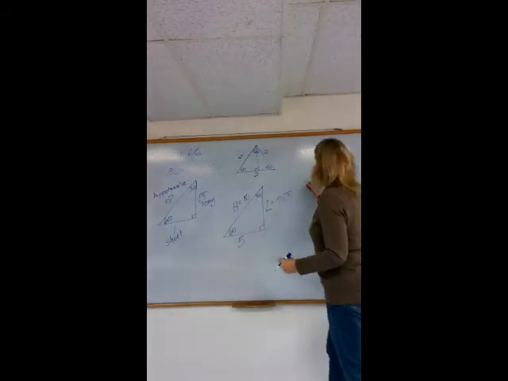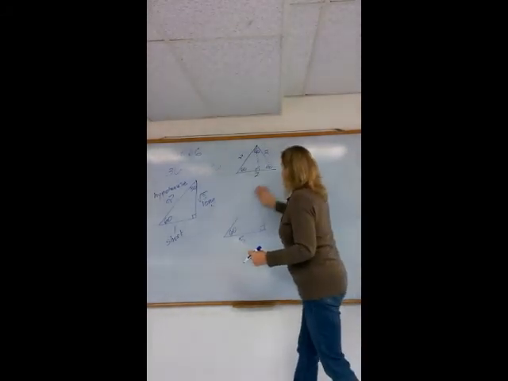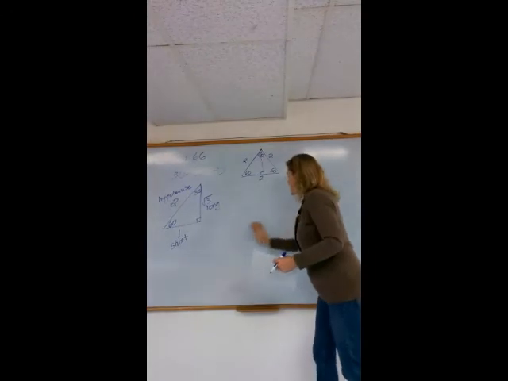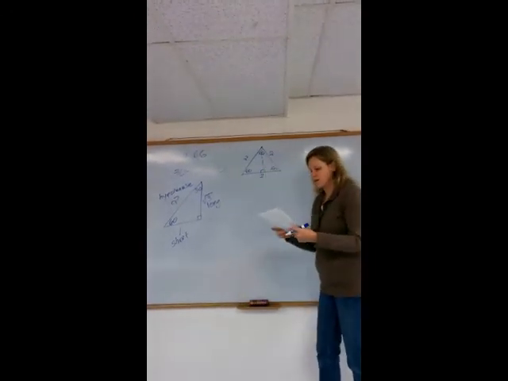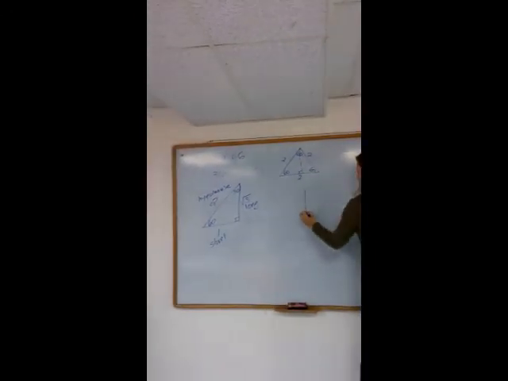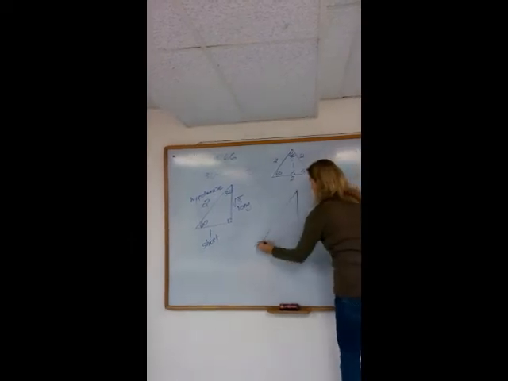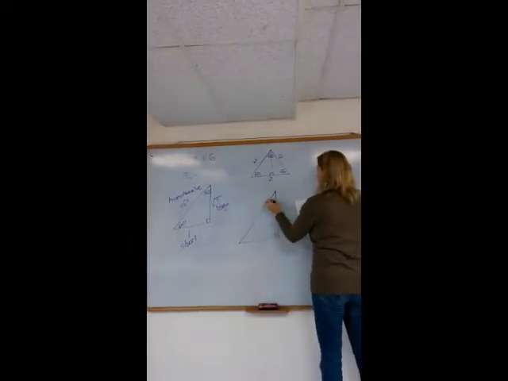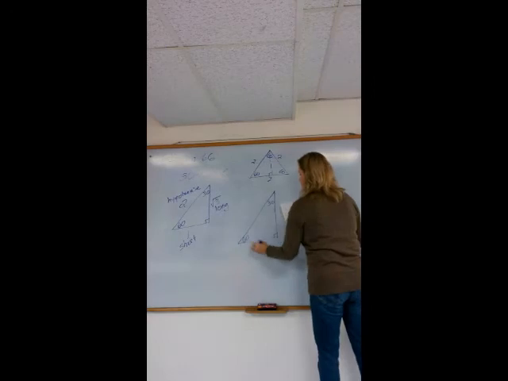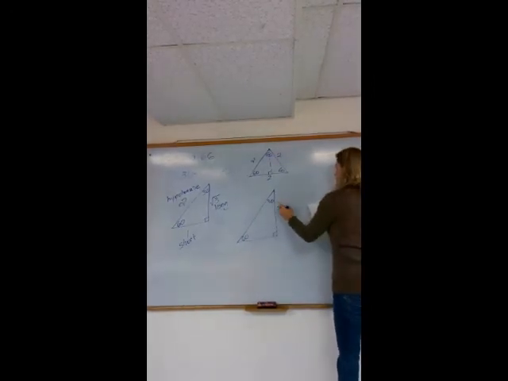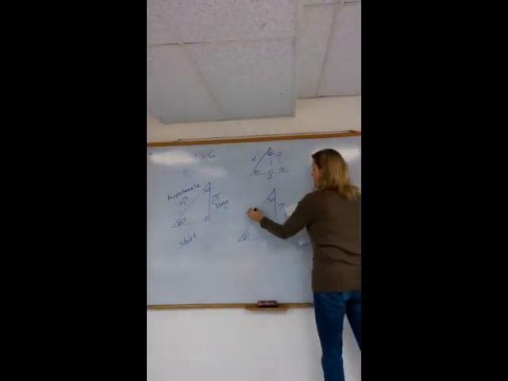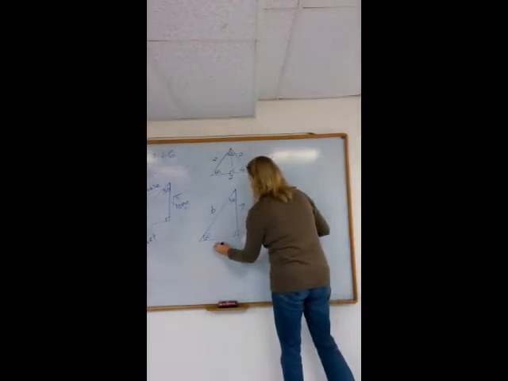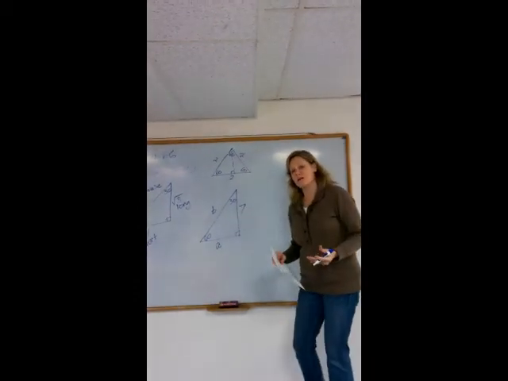So let's see if we could take a triangle where we don't know the short side and try to figure out the other lengths. So we're given, again, a 30, 60, 90. And this time we know this side, but we don't know this side or this side. So your job is to find A and B.